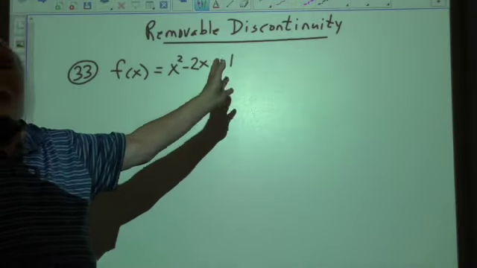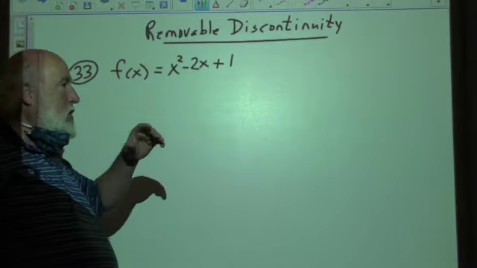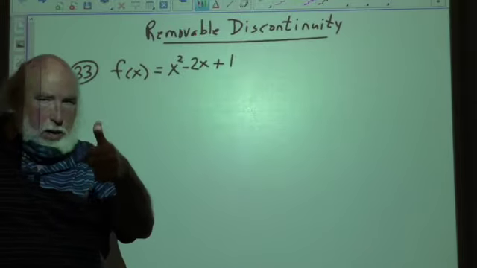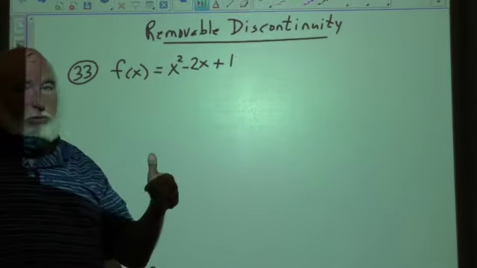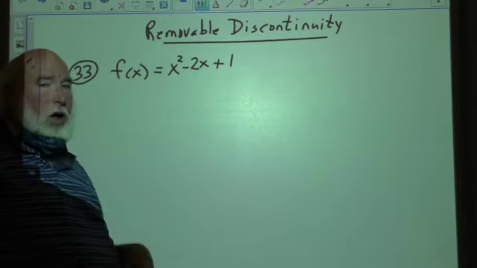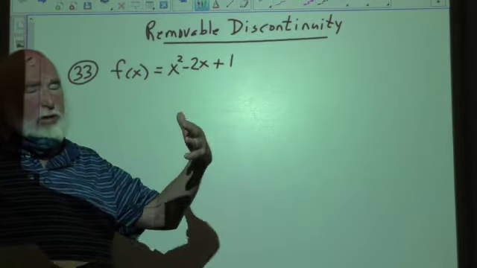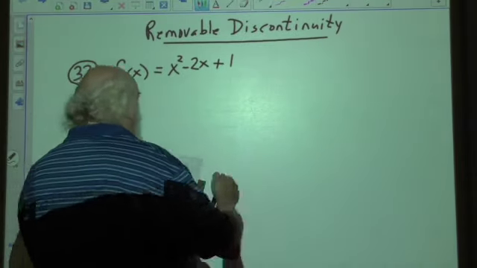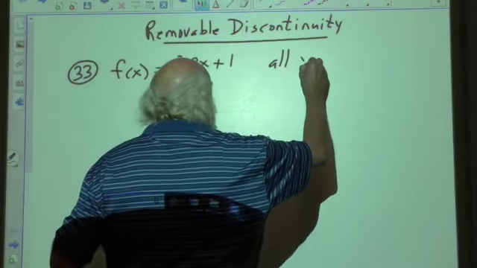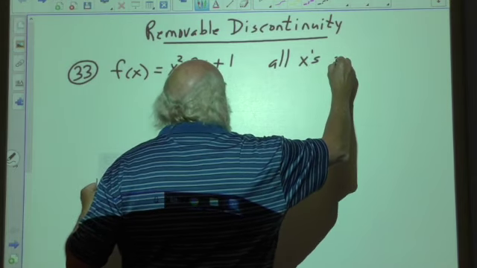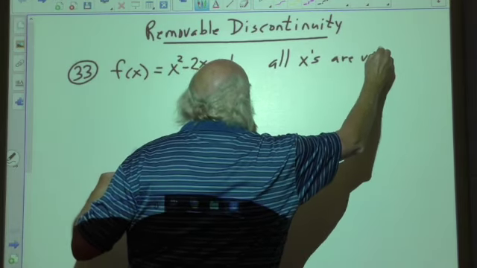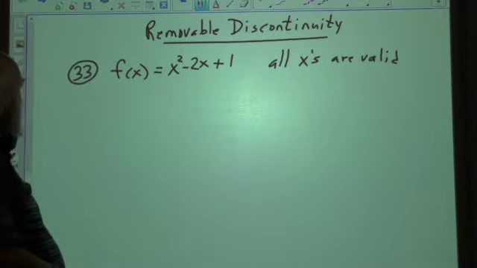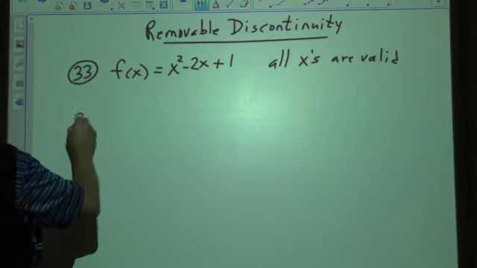There is no denominator. And in order for this to be discontinuous, it has to have either a denominator that can be equal to 0, which is not the case here, or it has to be conditional depending upon two situations, neither of which exist here. So all x's are valid. So whatever limit we pick, we know we're going to be able to get. Okay? Number 35.